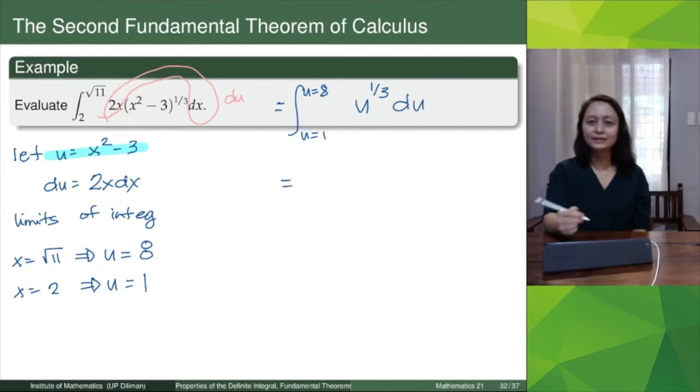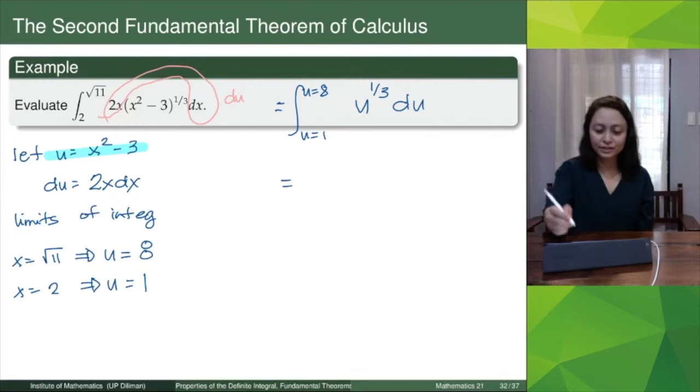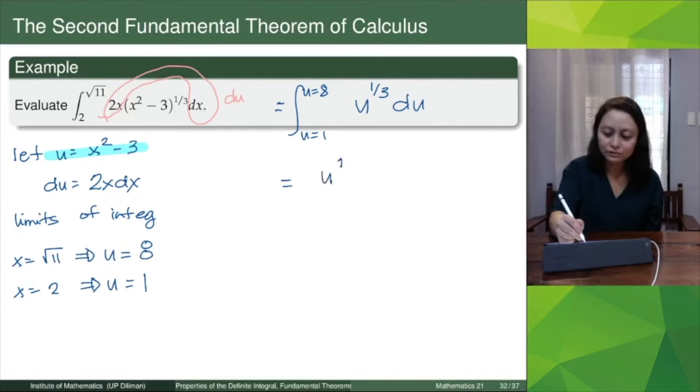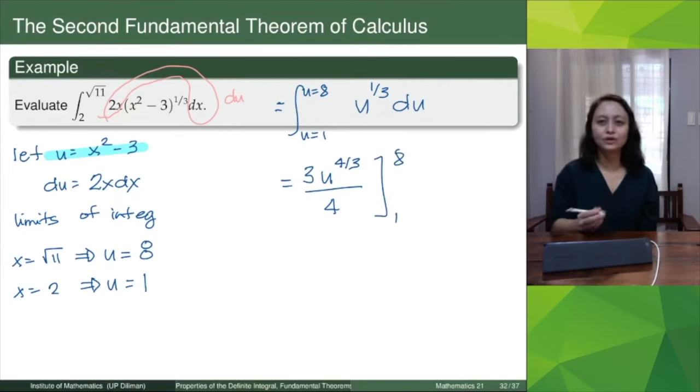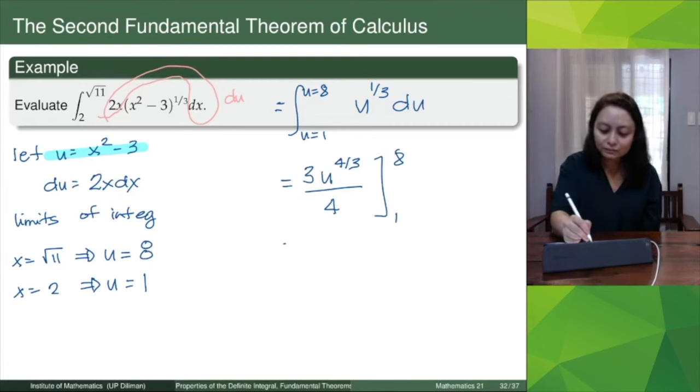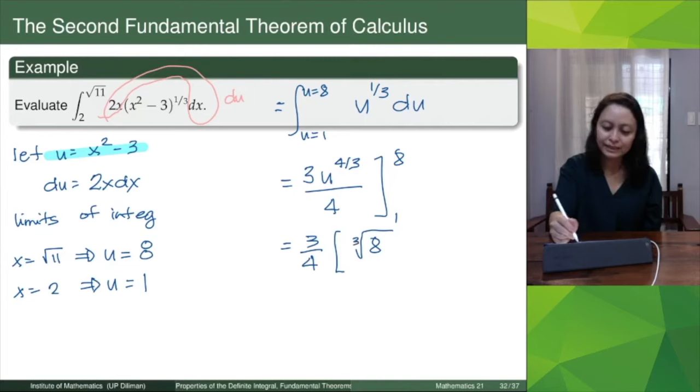So, ano yung antiderivative niyan? 1/3 plus 1 is 4/3. So, u raised to 4/3 all over 4/3 evaluated from 1 to 8. Okay, yung constant, pwede na nating i-factor out. So, you factor out 3/4. May iwan na lang sa loob. So, 8. Ano yung ibig sabihin ng exponent na 4/3? Cube root muna, then raised to 4. Minus 1. Anyway, 1 raised to 4/3 is 1.